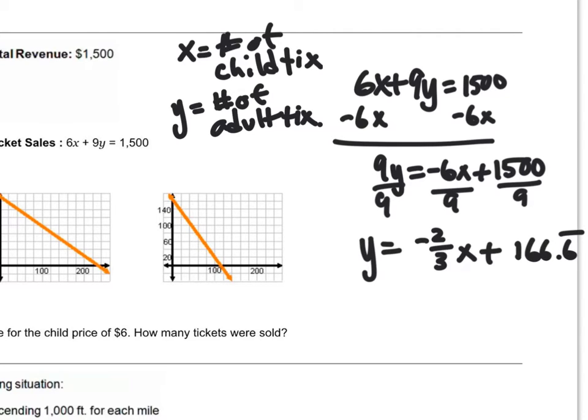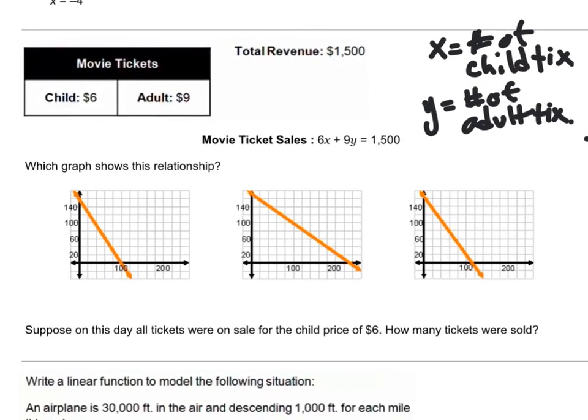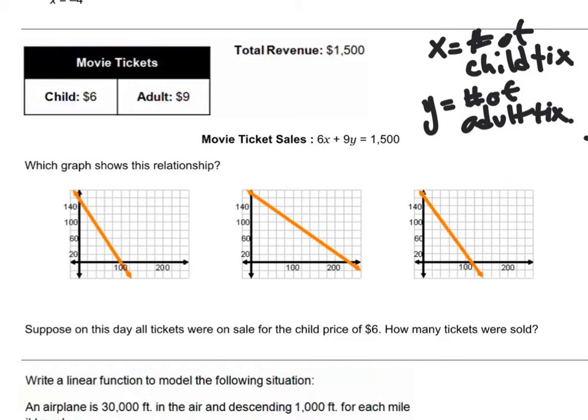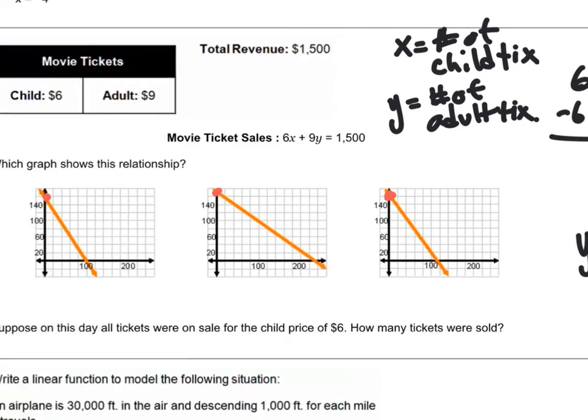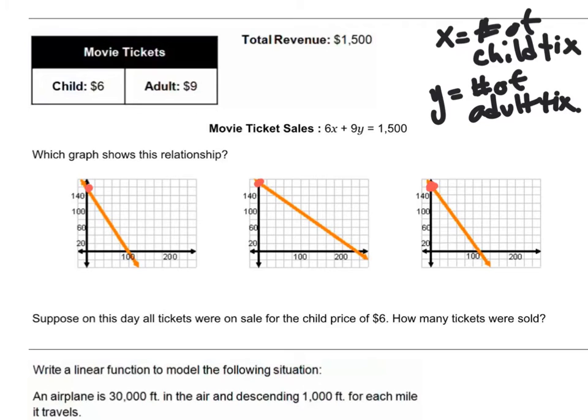Okay, so all we're trying to do now is figure out which one of these graphs represents that situation. Now, what we notice is that all of the graphs have the same y-intercept. The question is which one has a slope of negative 2/3? Okay, so down 2 over 3 is the question. There's a couple of ways to do that, but the way that I'm going to do it is to figure out what is our x-intercept.